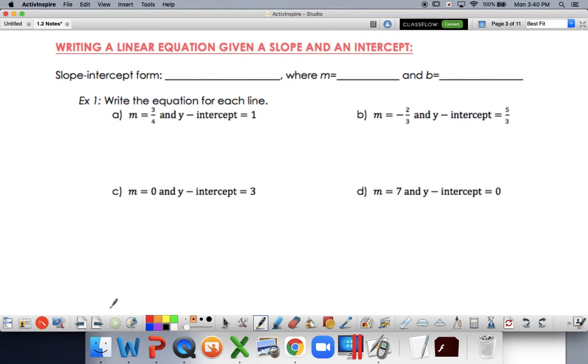So let's get into our learning target, which is writing a linear equation. Now the easiest way to do it is if they give you all the information that you need, right? Slope-intercept form is y equals mx plus b, where m is the slope and b is the y-intercept. So looking at these examples here, I've given you all of the information that you need. My slope is 3/4 and my y-intercept is 1.